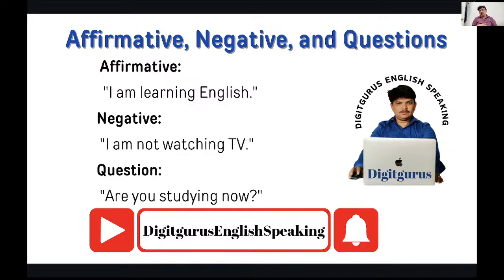Here on this slide, you can see I'm learning English. This is an affirmative sentence, just like a statement. I'm not watching TV. Are you studying now? This is the question. So you may practice this one. She's cooking. Is she cooking? She isn't cooking. Isn't she cooking? He's playing. Is he playing? He isn't playing. Isn't he playing?